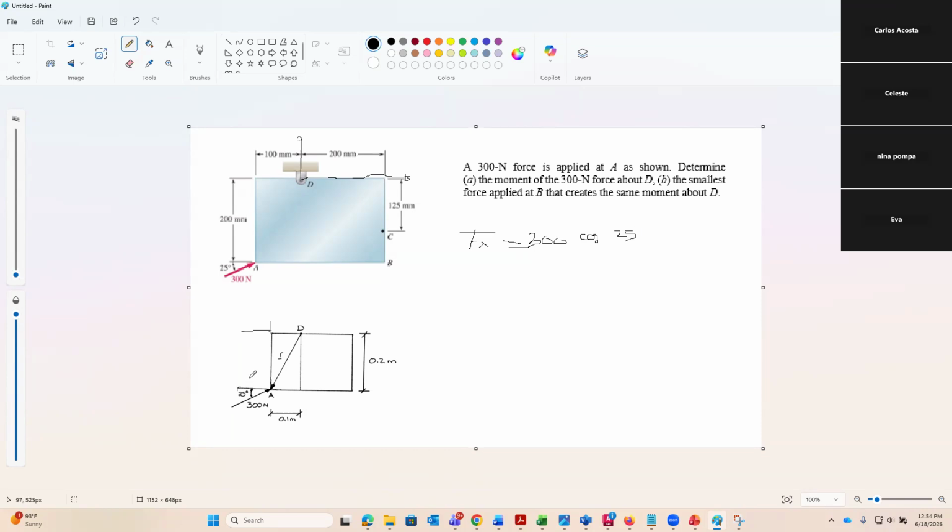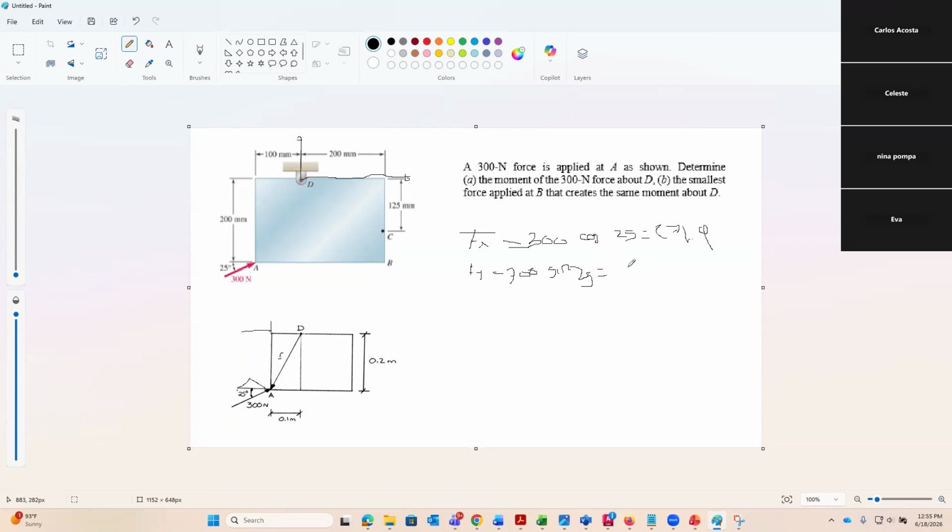That will give us the magnitude of that component right there. And in Y equals 300 sine 25. Somebody tell me that in the calculator, please. For 300 cosine 25, I think it's 271.9. All right, there you go, 271.9.